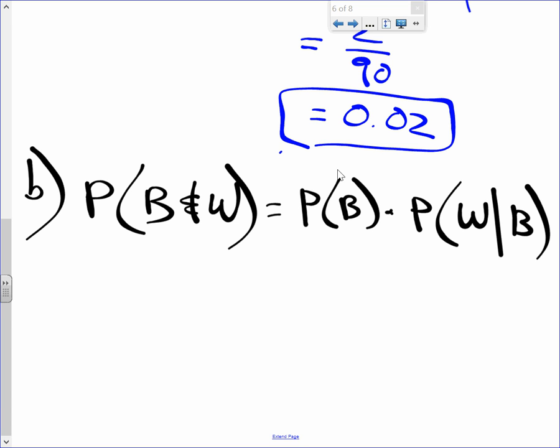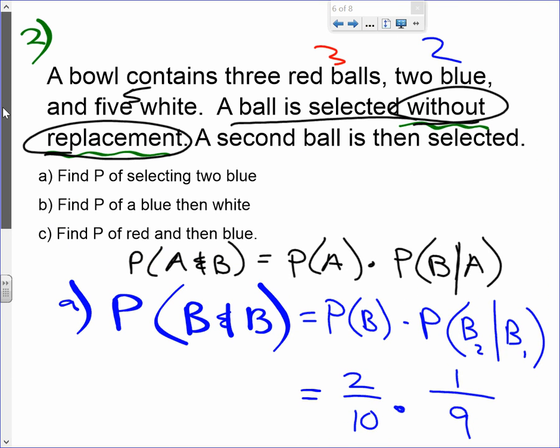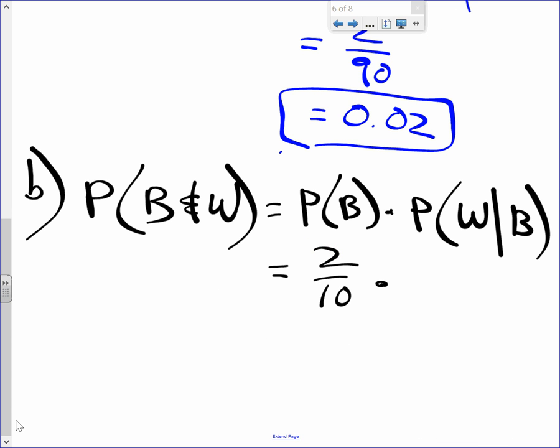Let's do it. The probability of getting a blue is 2 out of 10. We know that. There's 2 of them. The probability of getting a white, given that I got the blue. How many whites are left over if I got a blue first? There's 5 whites still, because I didn't get the white first. So I got 5 whites, but how many balls are left over? 9. That's why it's dependent. This is the white, given that I got the blue, right, Hernandez? Stay with me. Let's multiply this.